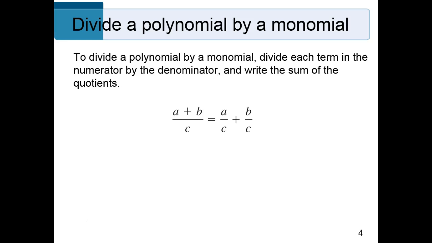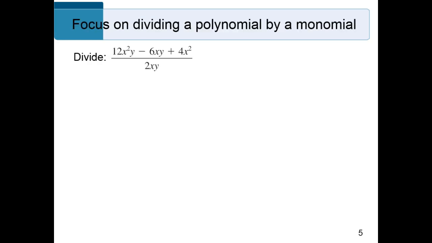So that's how we divide a polynomial by a monomial: divide each term in the numerator by that common denominator, and write the sum of the quotients. Okay? So that's all you do. It's exactly the reverse of finding least common denominators, adding numerators, keeping denominators. Here you have a denominator, split them up, and put each part of the numerator over that denominator. So let's say it with real numbers.